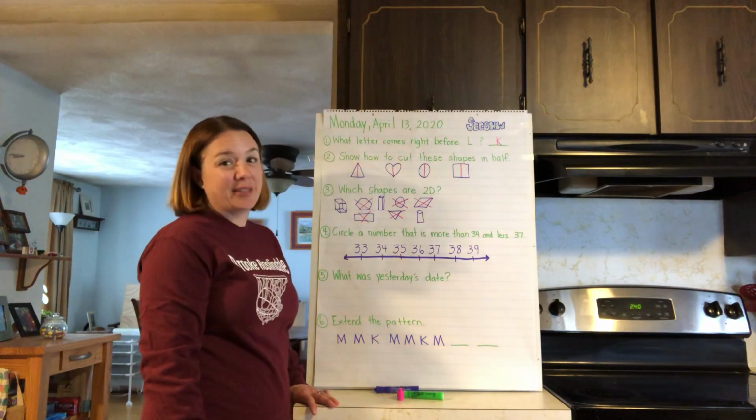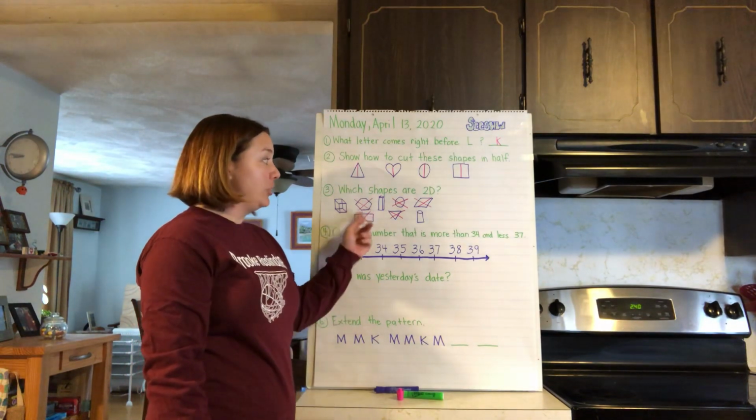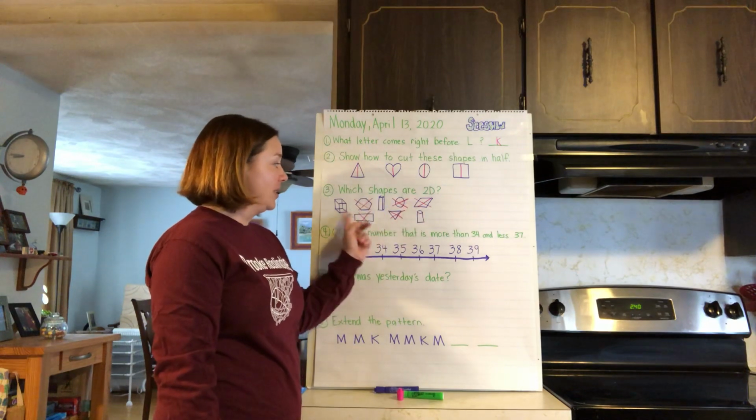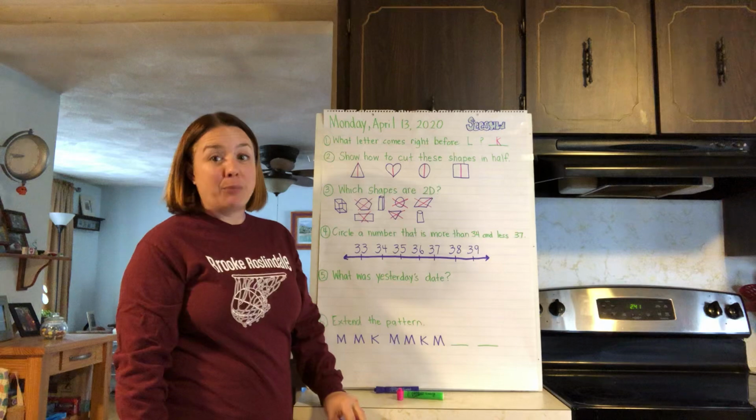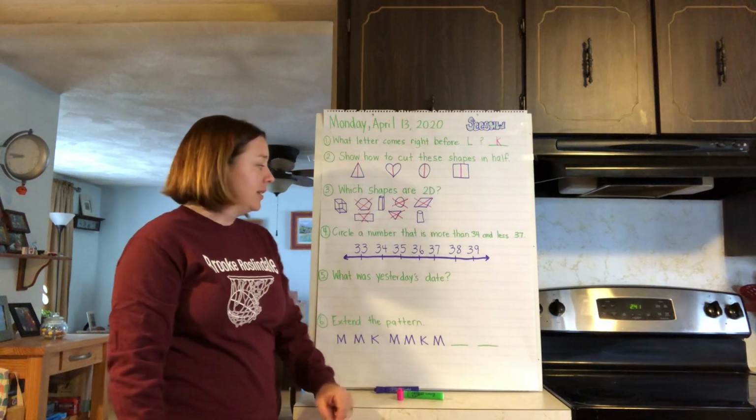You can just see the difference on the pictures. 2D shapes are those flat shapes. And these shapes are 3D shapes. These shapes can stand up. We call them fat shapes.